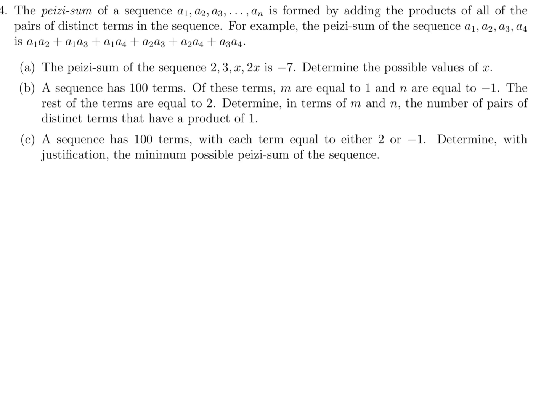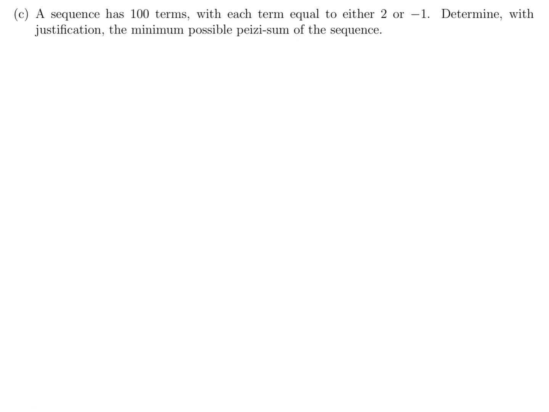Part C. A sequence has 100 terms, with each term equal to either 2 or negative 1. Determine with justification the minimum possible Paisley sum of the sequence. Well, again, we have value and count. And let's see, not much here. If it's 2, they just tell us that there's 100, so I'm just going to say there's m of those. And for negative 1, there would be 100 minus m, because we're not sure what the numbers are. Okay, and that's about it. That's all they give us. They don't give us much information.